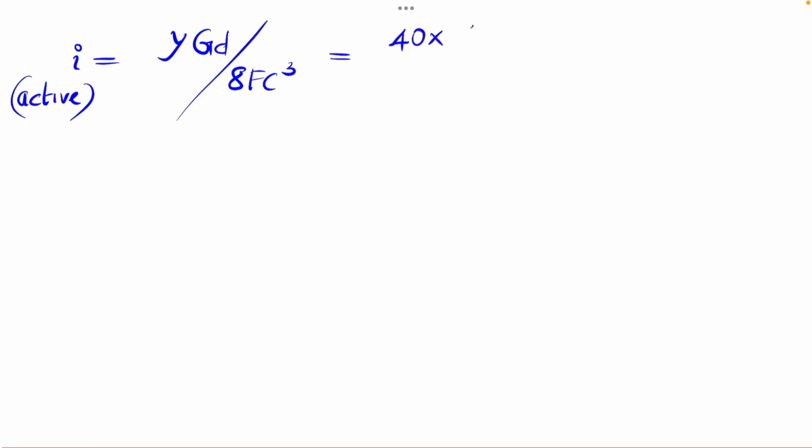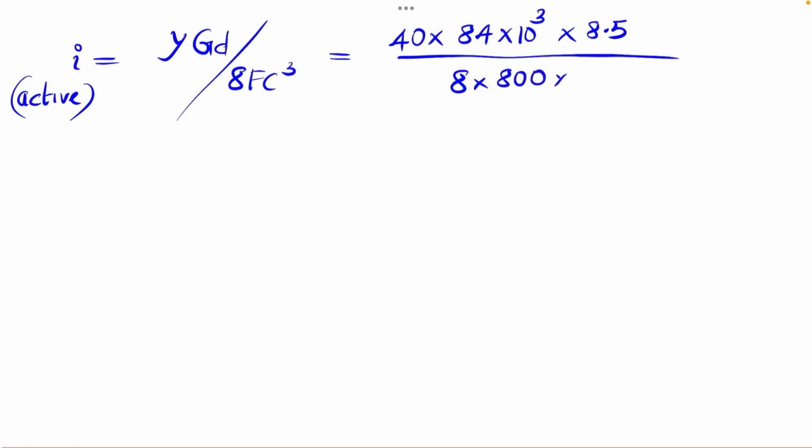Here I will be substituting the values in mm and Newton per mm square. So this is 40 mm. Rigidity modulus 84 GPa, or 84 into 10 raised to 3 megapascal, or Newton per mm square, that is what I am using. And the standardized wire diameter, which is 8.5 mm, divided by 8 into F, which is 800 Newton given, and C value is 10, so it is 10 cube. If you are solving, we will be getting this i as 4.63. But this i is representing the number of active coils, so we will be rounding it to the next full number, that is 5. So the number of active coils, or turns, is 5.